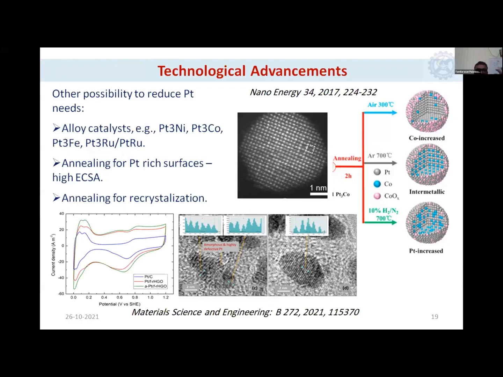Another way is you can increase the electrochemical active surface area by annealing the platinum nanoparticles. What will happen if you anneal? We have done an in situ TEM analysis on that.